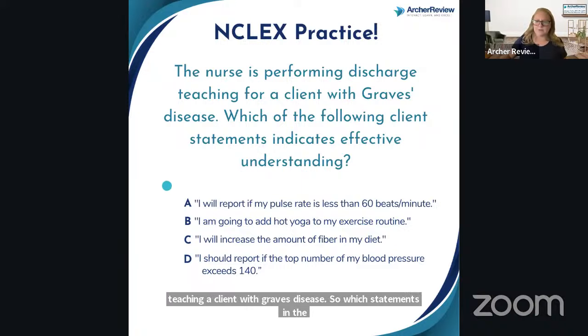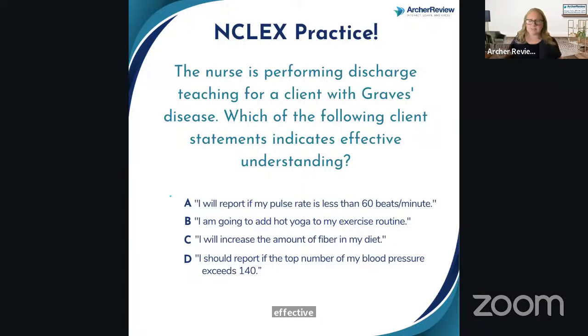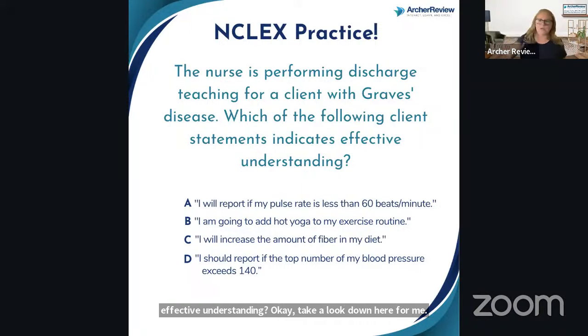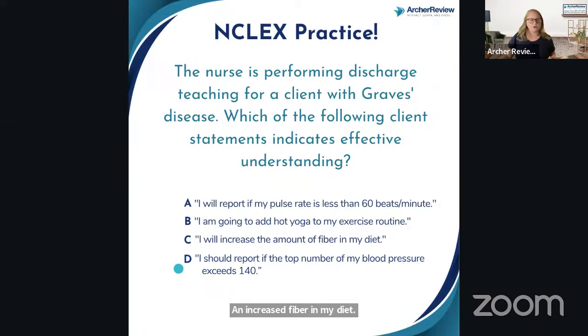Okay, take a look down here for me. I'll report if my pulse is less than 60. I'm going to add hot yoga into my exercise routine. I'm going to increase fiber in my diet. Or I should report if the top number in my blood pressure is over 140. What do we think? These all sound kind of healthy, right? But our client has Graves' disease. So what do we want to do?